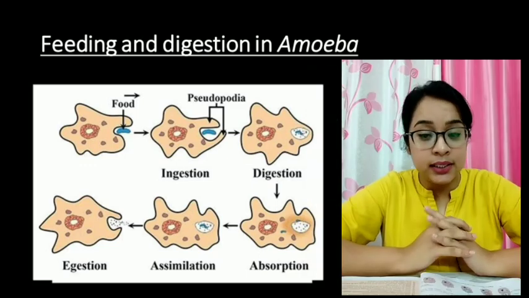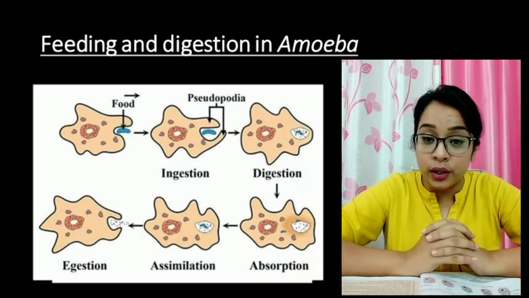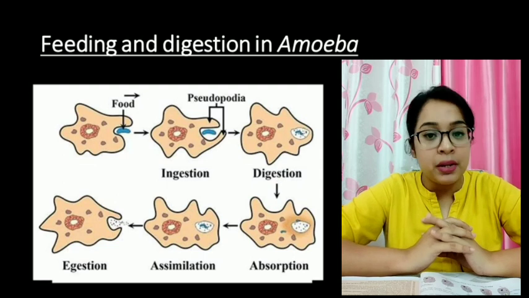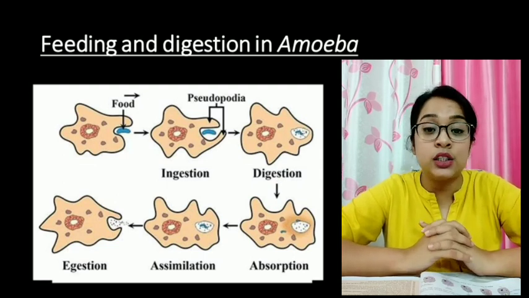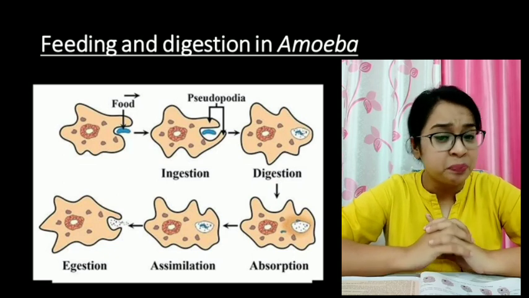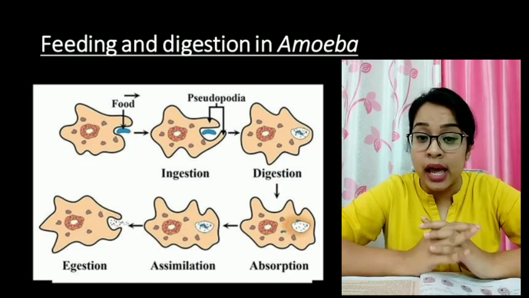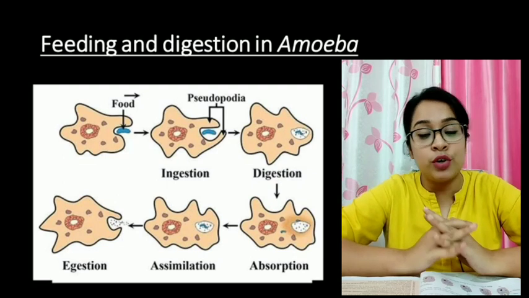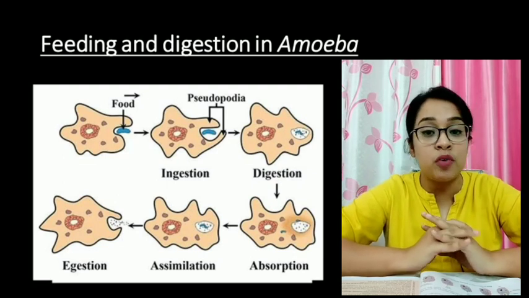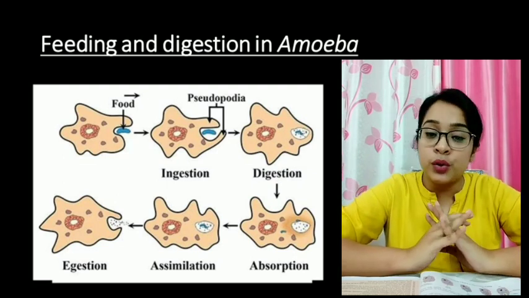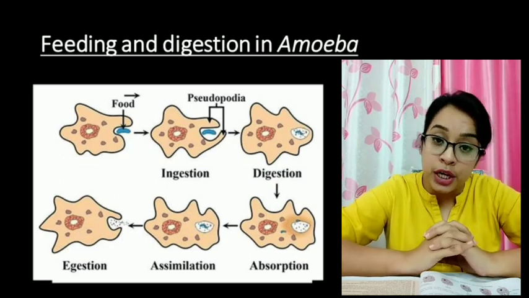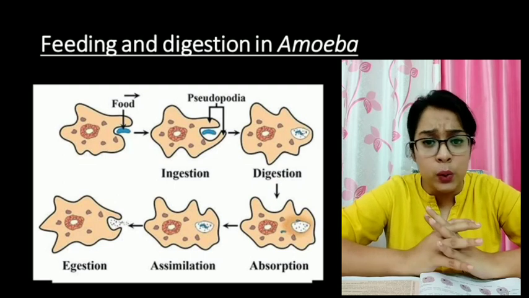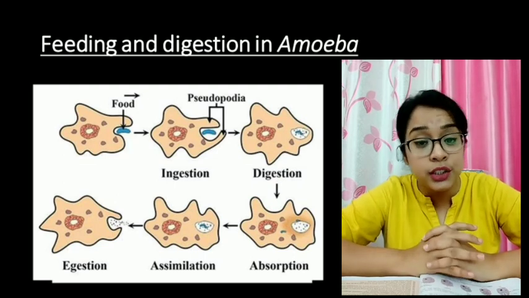Next we will study the digestion in a unicellular organism, that is amoeba. Amoeba is a unicellular organism. Unicellular means it consists of a single cell, and it does not have any specialized organs for digestion or respiration or performing any activities. If you see a cell of amoeba, it does not have a definite shape. It is irregular shaped and it can change its shape.